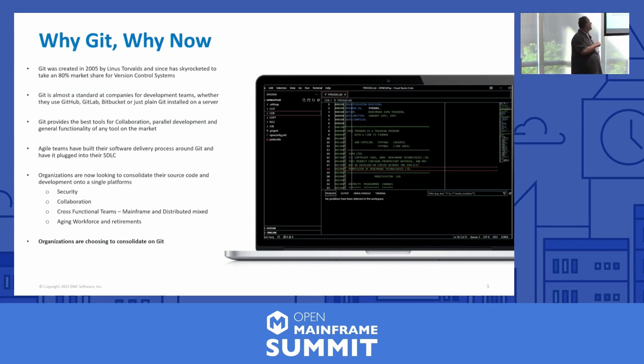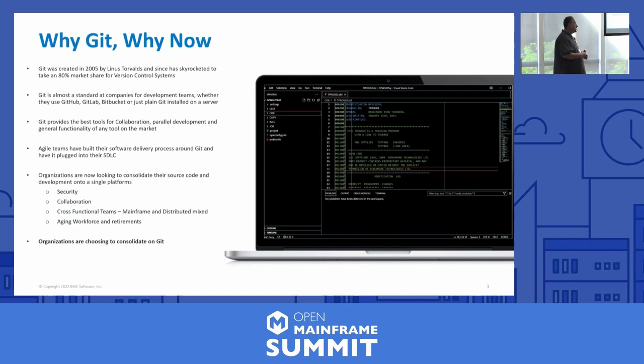So you have to ask yourself, why Git? And why now? Why is the push for moving to Git? Just to take a step back, Git was created in 2005 by Linus Torvalds, the same guy who created Linux. He gets a ton of credit for creating Linux, but in my opinion, he does not get the credit he deserves for creating Git. He developed Git because he didn't like the way Subversion and the other source code management tools allowed him and his team to work in parallel. He didn't like how it operated.